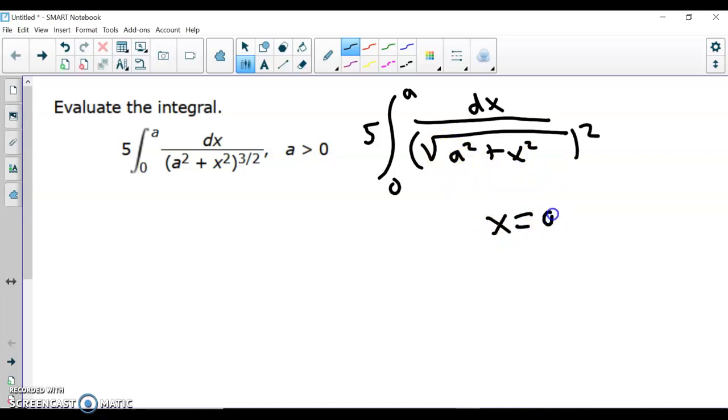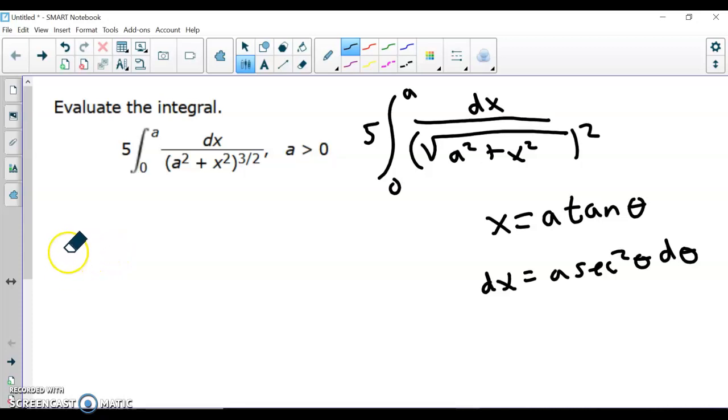So x is a tan theta, which means dx is a secant squared theta d theta. And then we can do the substitution.